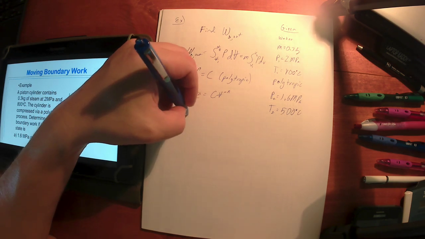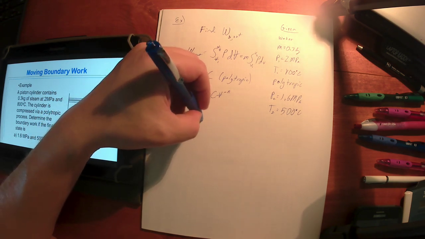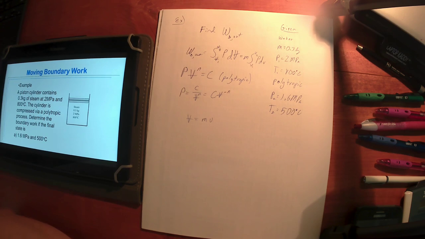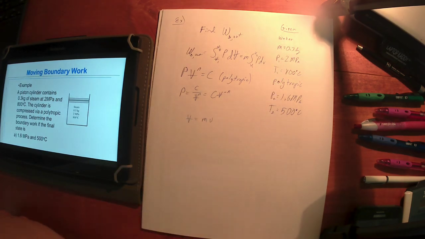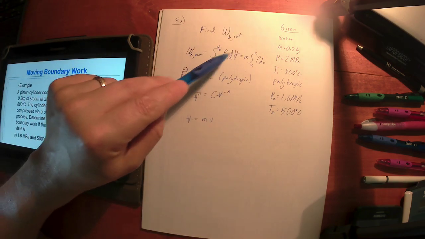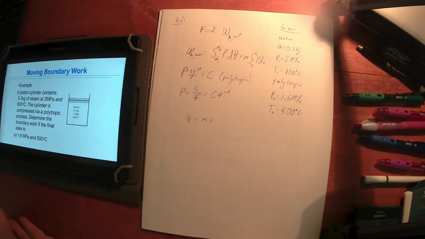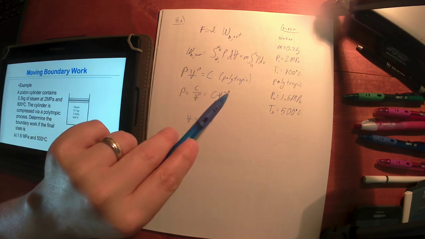Knowing that total volume is equal to mass times specific volume, I should be able to find specific volumes at state 1 and state 2. So I should be able to find the volumes or these specific volumes in either case. So I'm down to trying to find C and N.